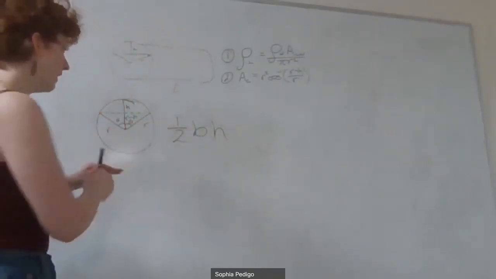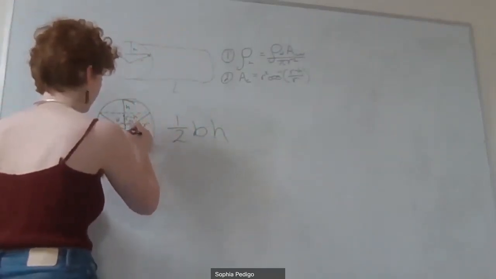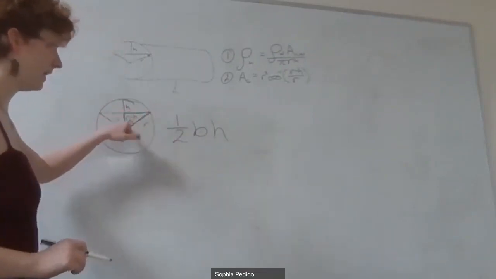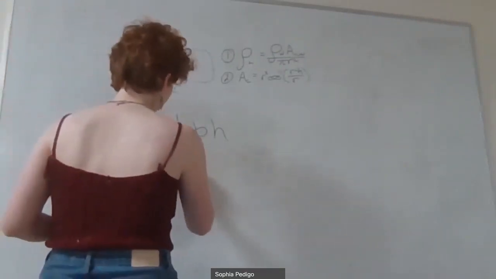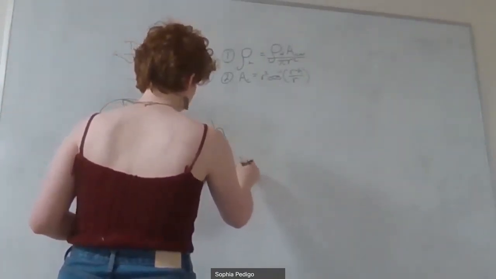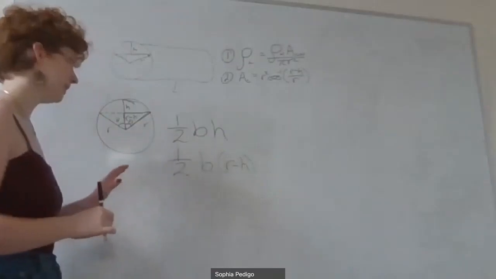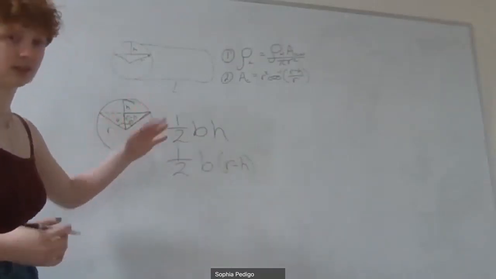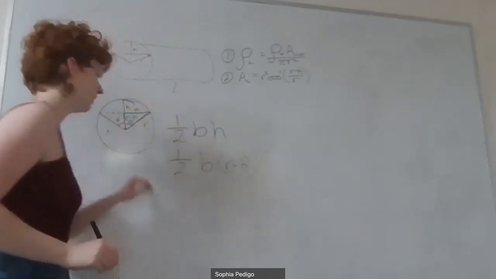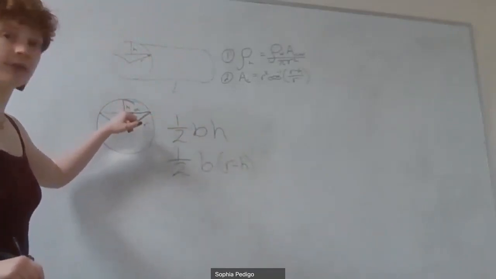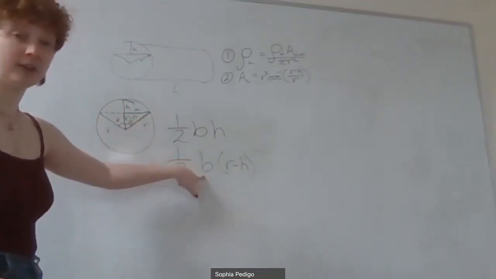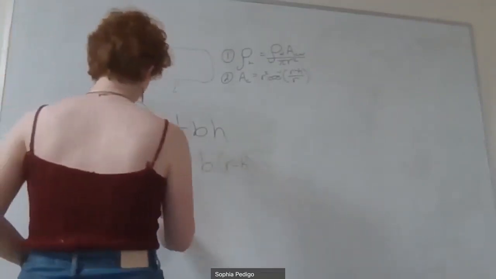And if we just look at this triangle here on the right, we know that the height is r minus h. So we can rewrite this as 1/2 base times r minus h. Now the problem here is we don't actually know what the base is, but we can just label that x, and using the Pythagorean theorem, we can solve for x and get it in terms of r and h and substitute that in for our base. So let's go ahead and do that.